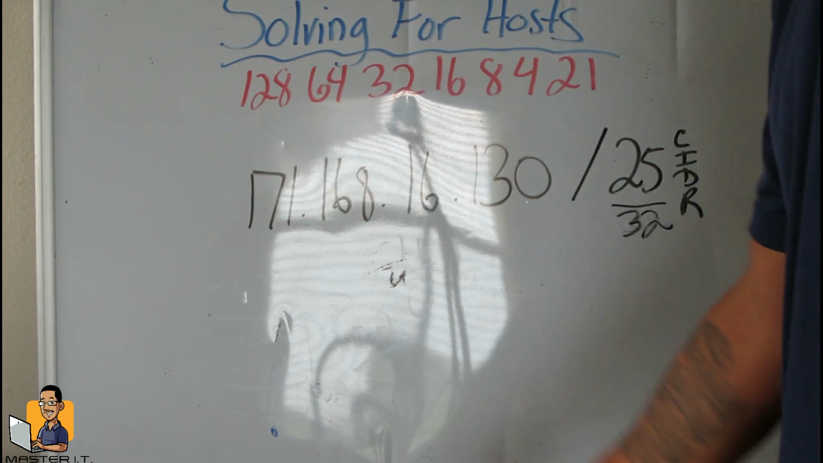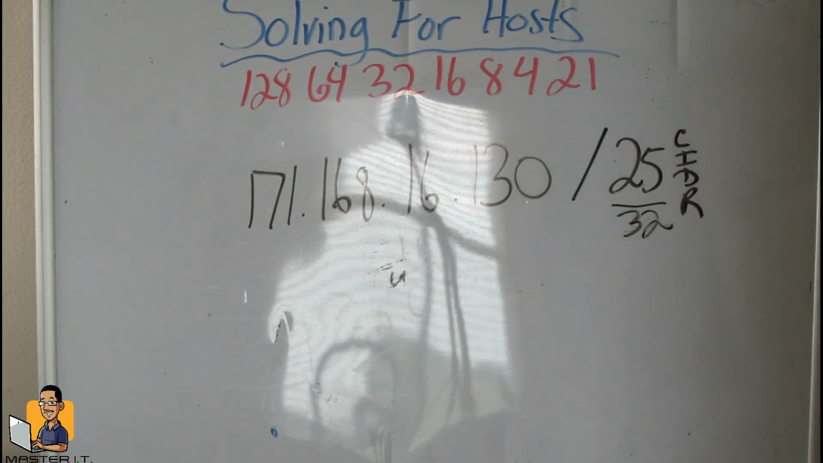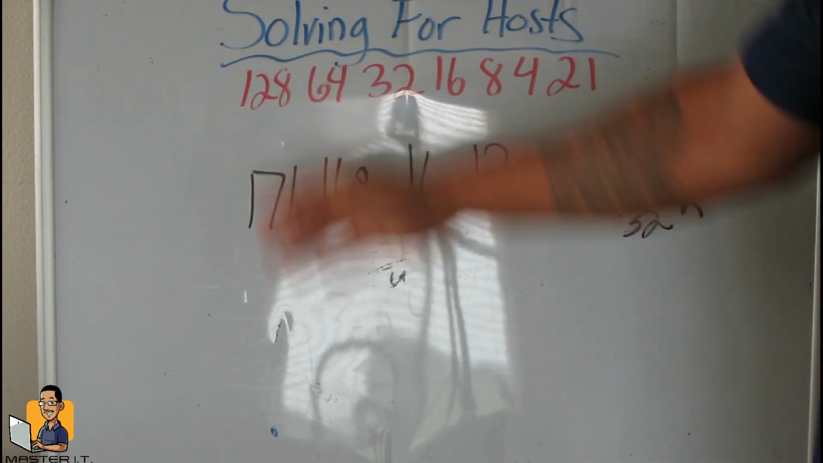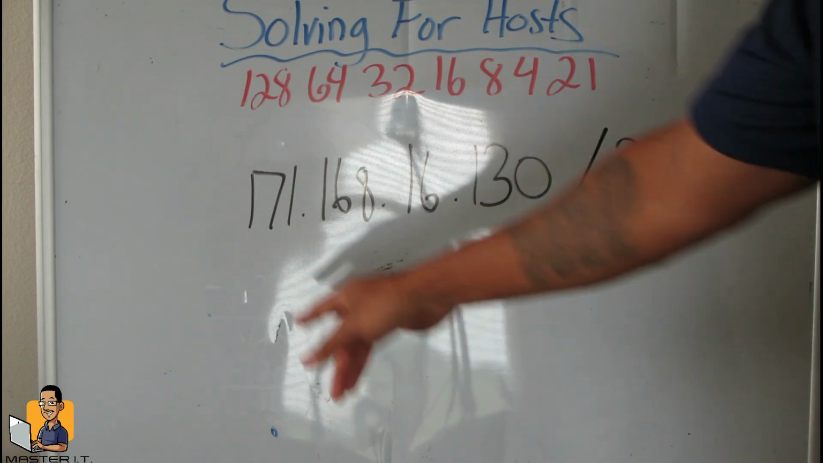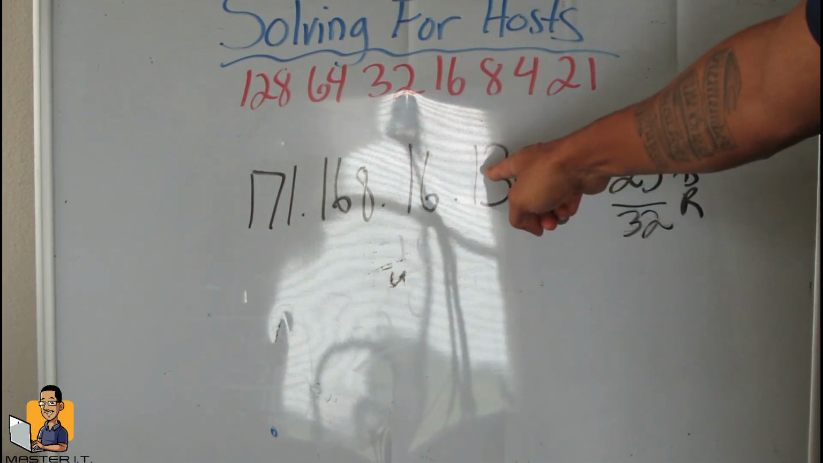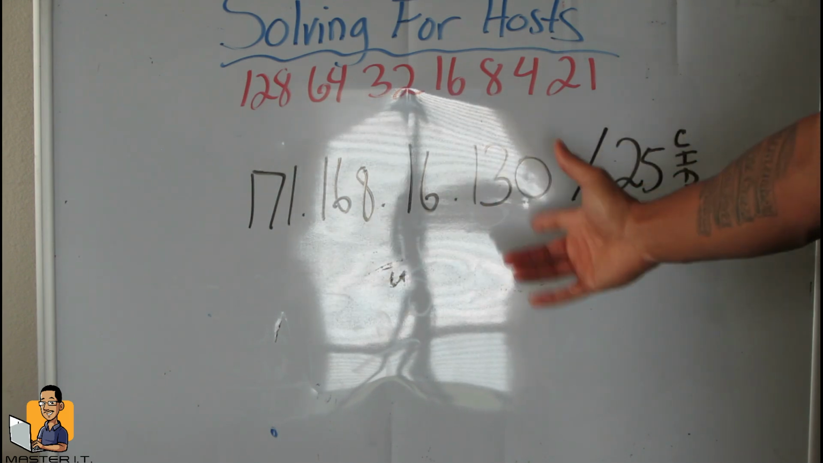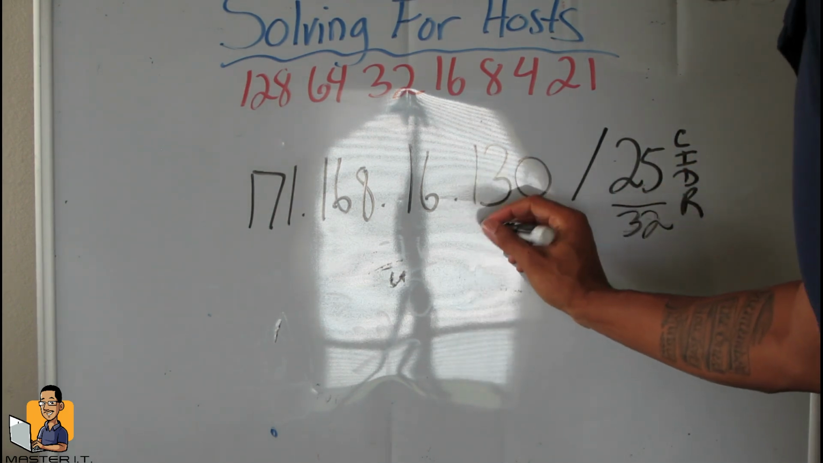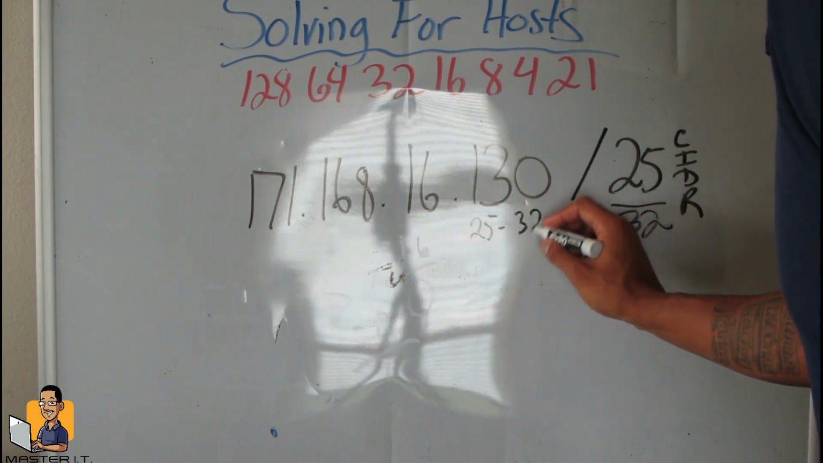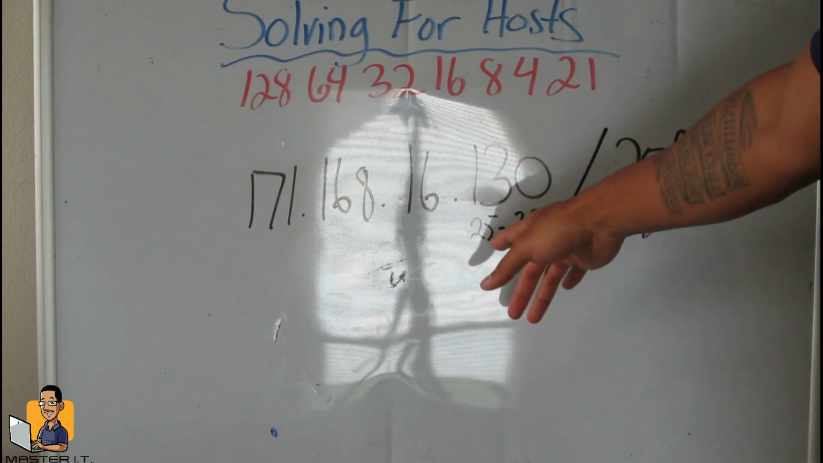The first bit value in 171, or the first octet, is going to be 128. Does that make sense? The first bit value in the second octet is also going to be 128. The first bit value in the third octet is also 128. The first bit value in the last octet is also 128. So we got 8, 16, 24, 25. The 25th bit in the last octet is going to be the first bit value, if that makes sense to everybody. Just remember, this last octet is going to be bits 25 to 32. So the first bit value, if we take anything from it, is always going to be 128.